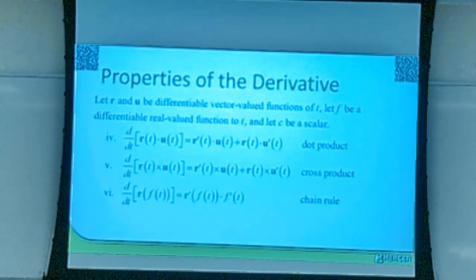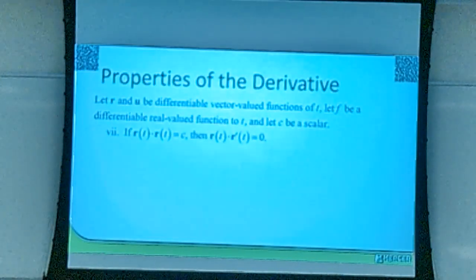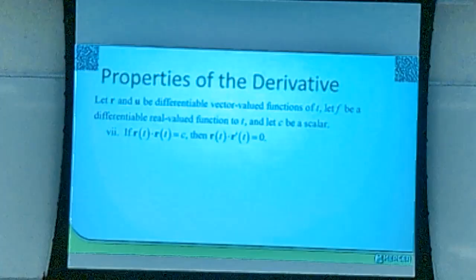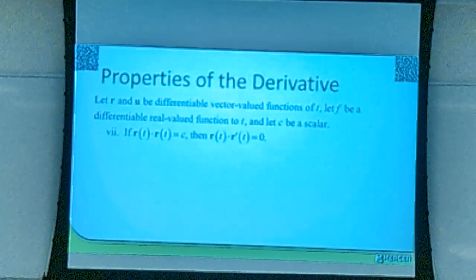I will say I barely use these rules, because I'd rather just take the cross product first and then take the derivative, rather than do two cross products. That's just me. This is going to be used in theory. This one is useful: if R dot R is a constant, then R dot R prime is 0.